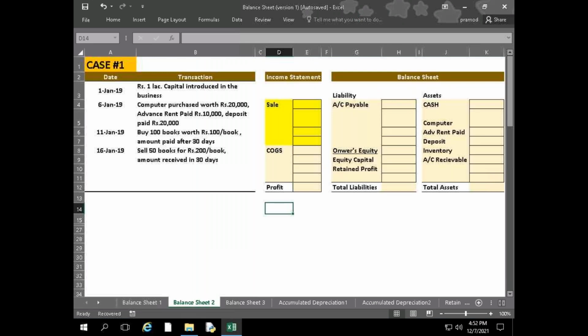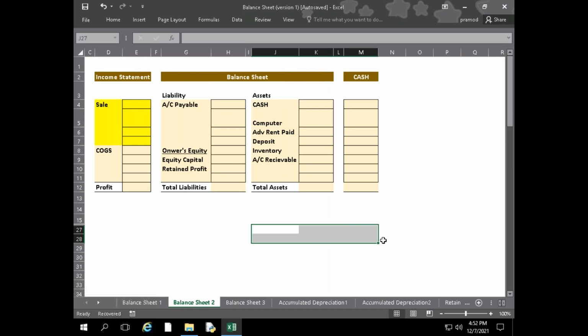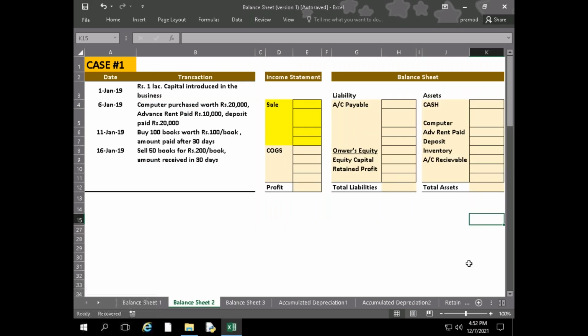So in balance sheet 2, you also have the cash flow. Here, whatever you are doing by cash, whatever expenses or whatever income I do by cash, that thing you should give.